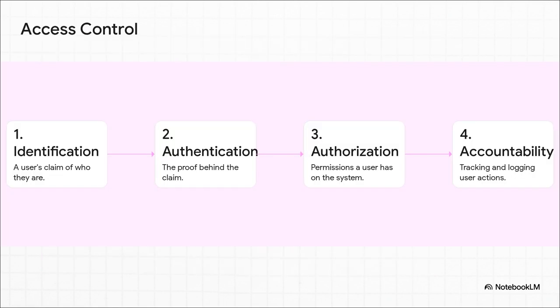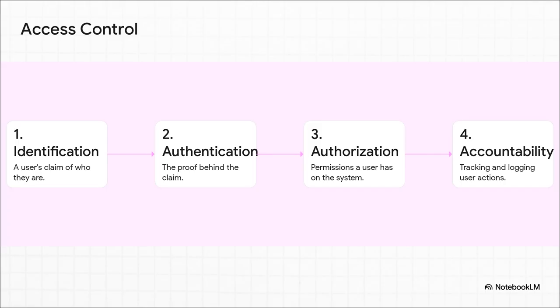So what is the core job of these guardians? Well, it really boils down to controlling access. And they do that with 4 key steps. First up, identification. You claim who you are, like with a username. Second, authentication. You have to prove it with a password or fingerprint. Third, authorization. Once you're in, we decide what you're actually allowed to see and do.